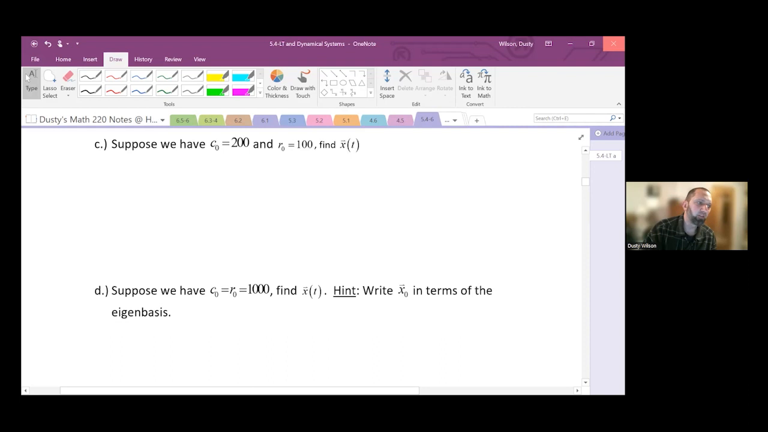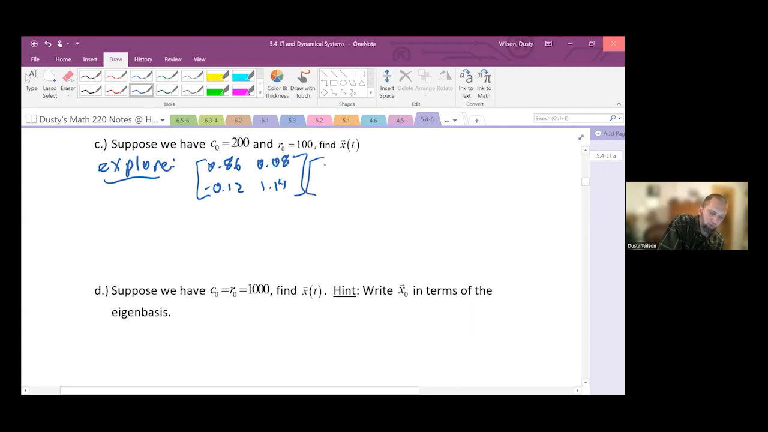C. Suppose we have c naught equals 200 and r naught equals 100. Find x of t. Basically the same question, just in a different initial state vector. So once again, we're going to explore. So we have our same transition matrix, 0.86, 0.08, negative 0.12, 1.14. We multiply by our initial state, which is 200, 100. Notice this means we're starting with twice as many coyotes as roadrunners, right? Twice as many predators as there are prey.